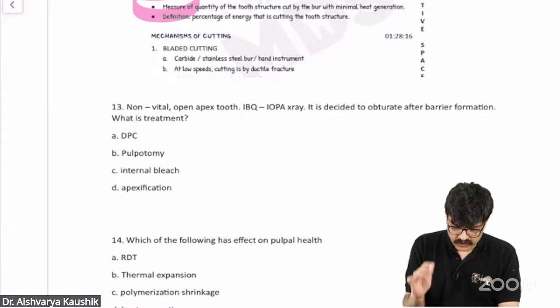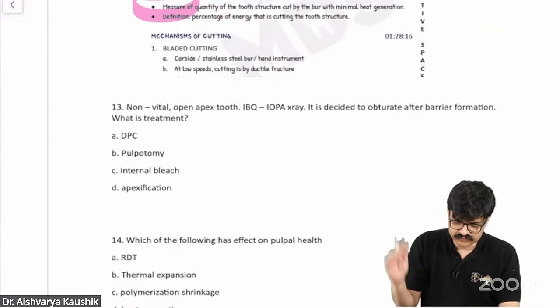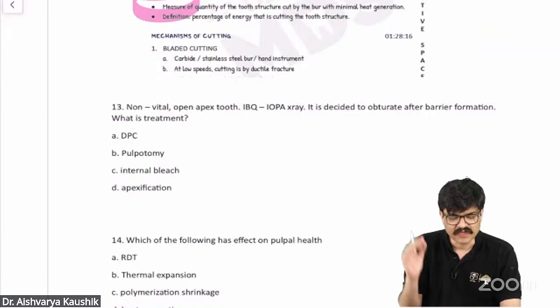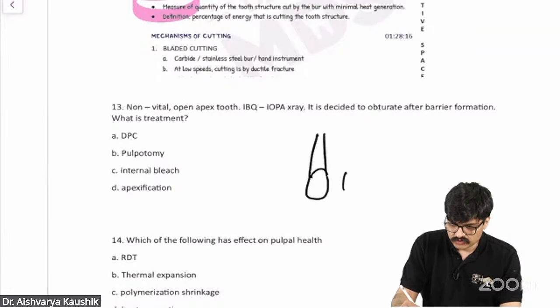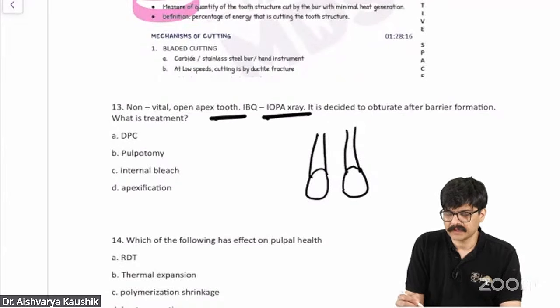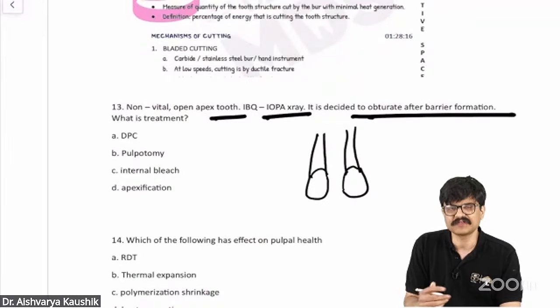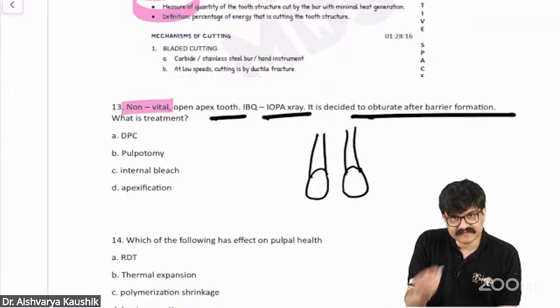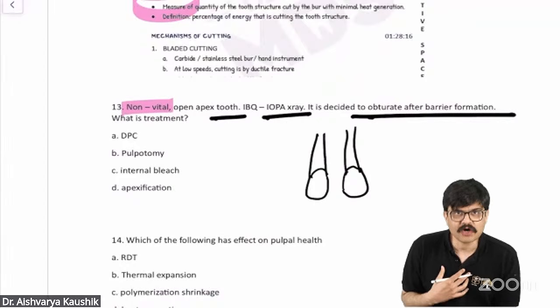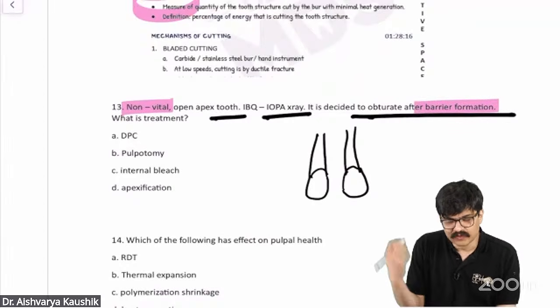Guys, this is simple. One of the simplest questions. The next question, non-vital tooth, the examiner tells you. It's an open apex tooth. There was an X-ray, a clear-cut X-ray showing the upper central incisors, both open apex, right? Non-vital open apex teeth, they are permanent teeth, permanent central incisors. It is decided to obturate after barrier formation. So the examiner is telling us this is non-vital. The examiner is telling us, I want to make a barrier and then only I want to obturate, okay?